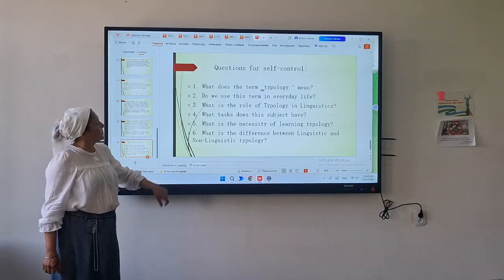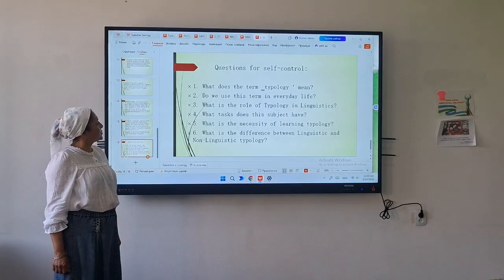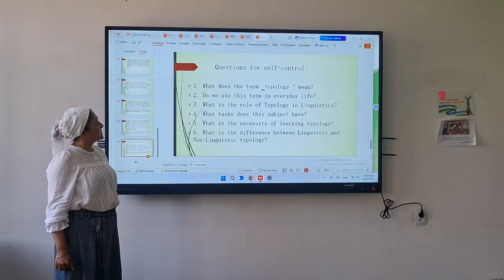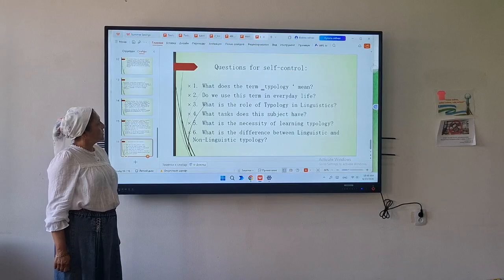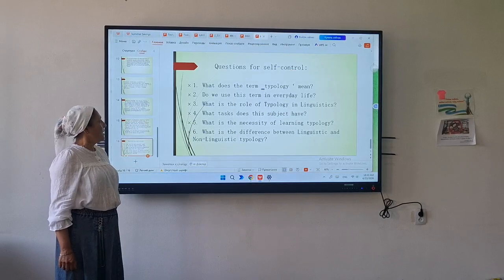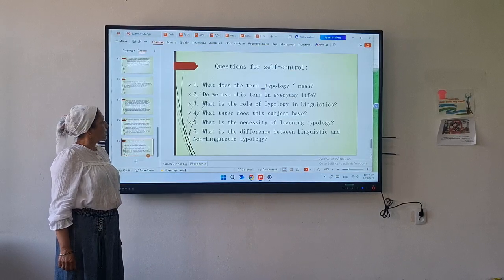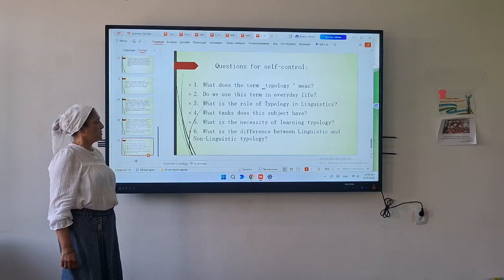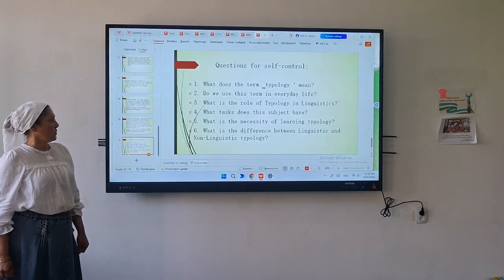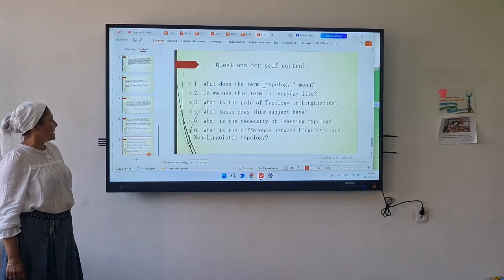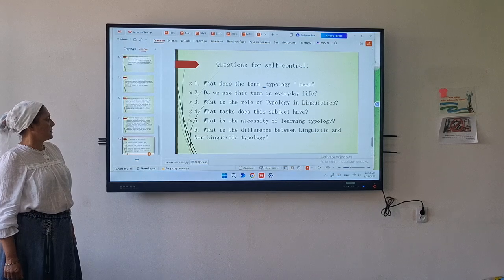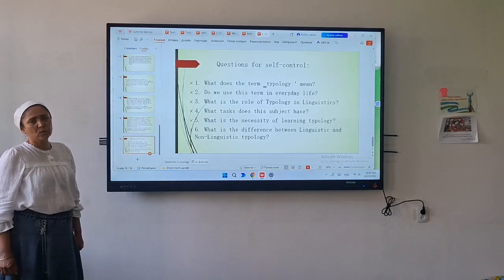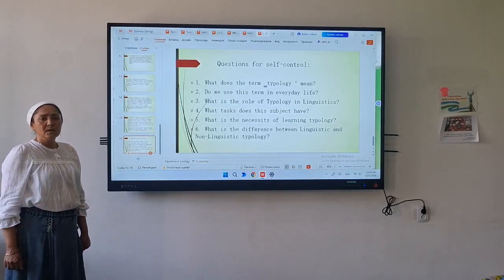So we have questions for self-control. First one is, what does the term typology mean? Do we use this term in everyday life? What is the role of typology in linguistics? What tasks does this subject have? What is the necessity of learning typology? And the last one is, what is the difference between linguistic and non-linguistic typology?